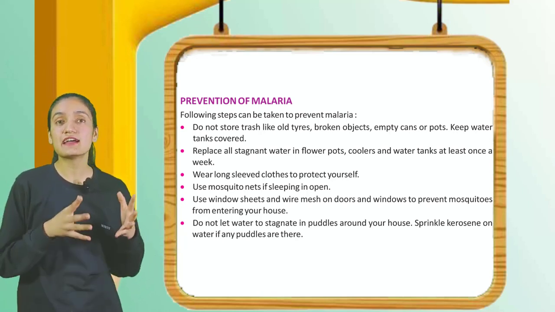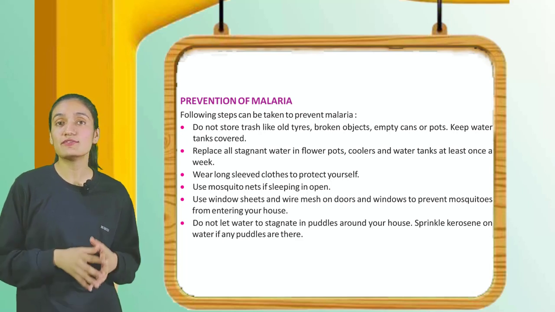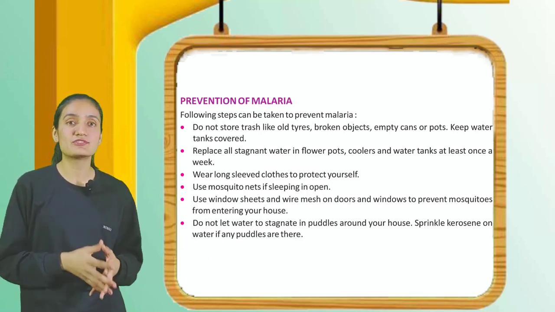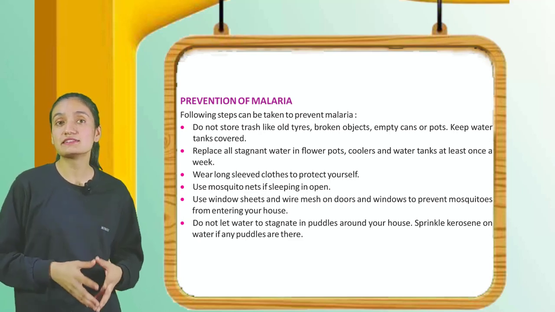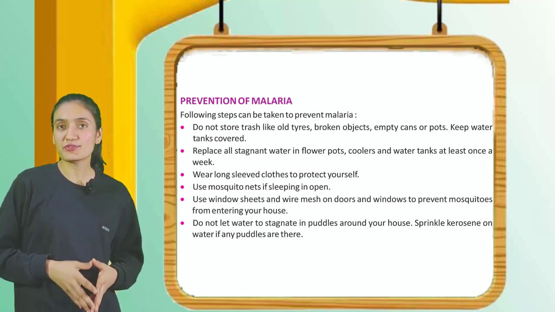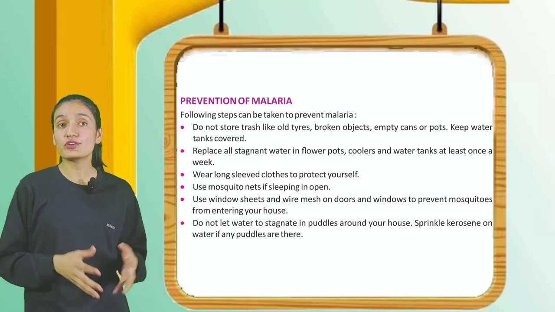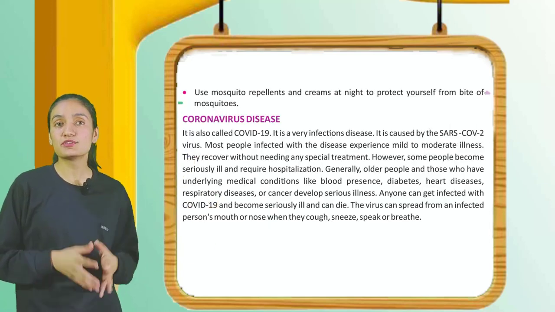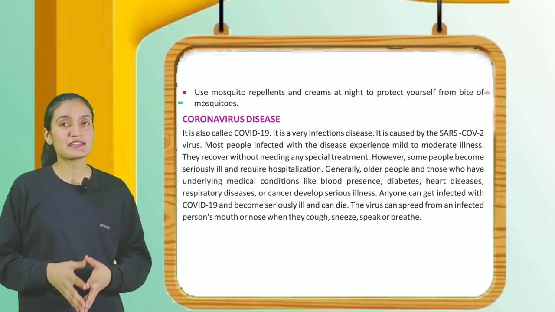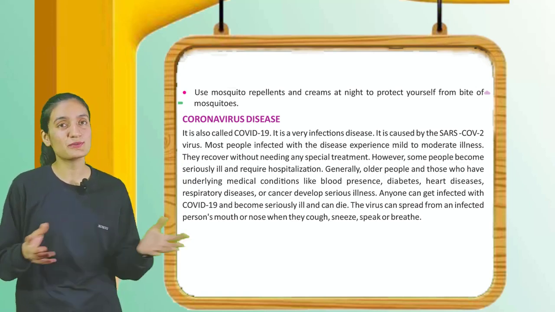Use window screens and wire mesh on doors and windows to prevent mosquitoes from entering your house. Do not let water stagnate in puddles around your house. Sprinkle kerosene on water if there are any puddles. Next, use repellents and creams at night to protect yourself from the bite of a mosquito.